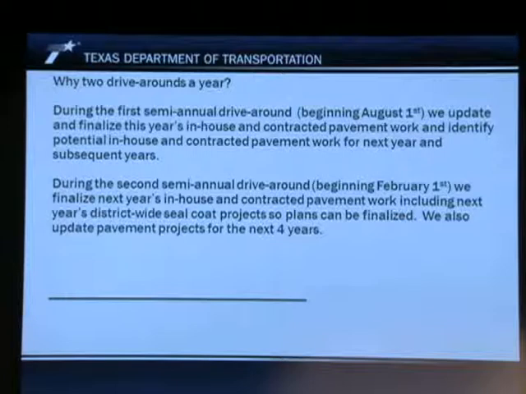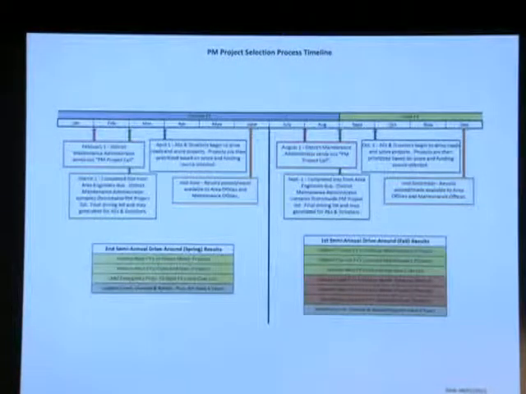All right, so why do we do two drive-arounds a year? And this is where I'm going to go back just a minute to that other slide. The first drive-around is over here on this side of the sheet. What we call the first drive-around starts on October the 1st. And what we're doing during that drive-around is updating the current FY in-house maintenance projects.